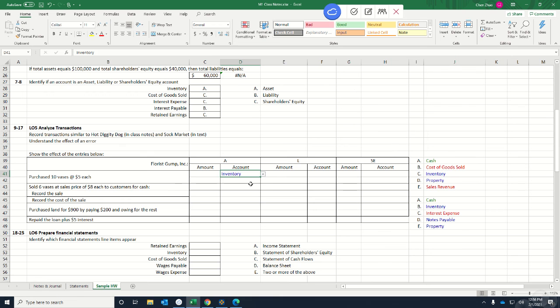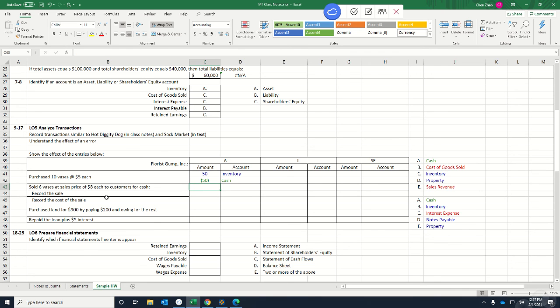So we choose inventory and then we choose cash. What is the impact on inventory? Increase or decrease? Increase, right? We get more vases instead of less. So that's $50. And what about cash? Decrease, right? So we do a minus 50. In all your class notes and projects, if it's a negative, you just do a minus sign and it will generate parentheses for you. Everything in parentheses means a negative. So the first transaction only impacts assets, not liabilities or shareholders' equity.